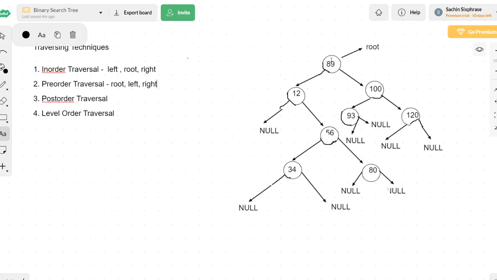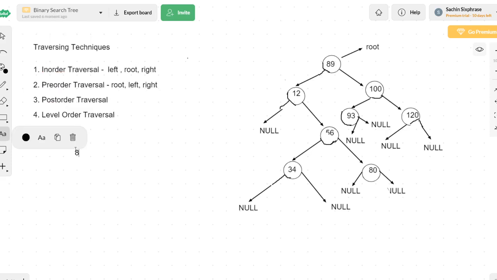We will start with the root 89. First preference is given to root, so the root data will be printed first of all. Printing the root data is the primary thing. So I will first print the data 89. Next, after printing the root, the next importance is given to left. So I will come here to the left.